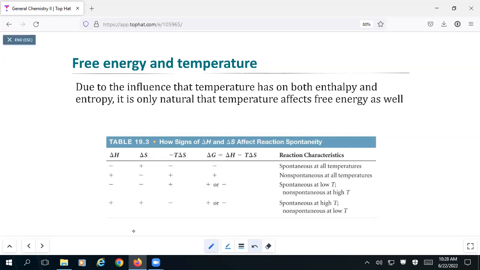And if we have the opposite, an endothermic reaction that has a lack of entropy positivity, then delta G is always positive. It will never be spontaneous, regardless of what temperature we use. When these two terms match each other, then we have temperature dependence.